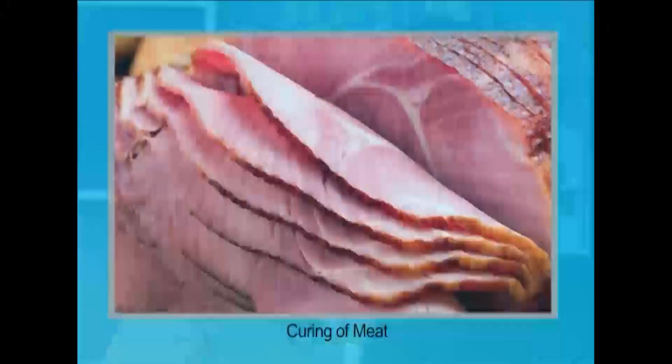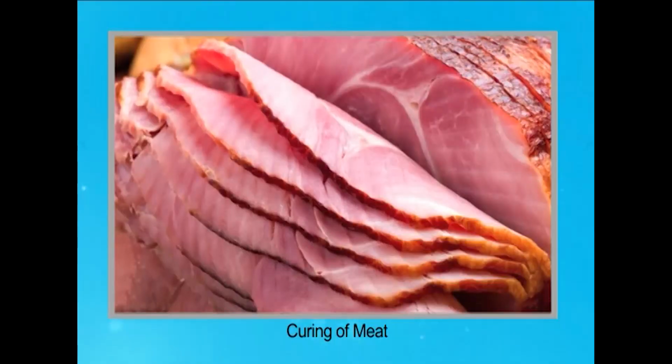Nitrites and nitrates. Now, nitrites and nitrates are very important for the curing of meat. The curing of meat means how we can retain the color of the meat as well as the freshness of the meat.